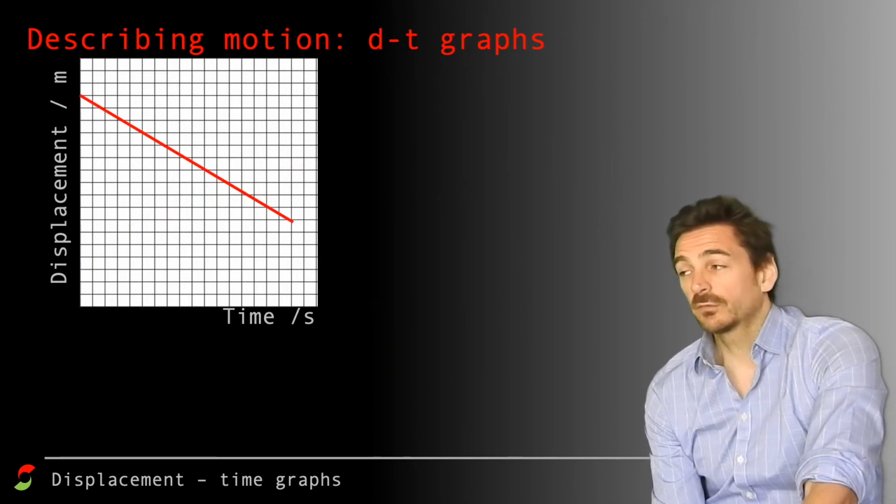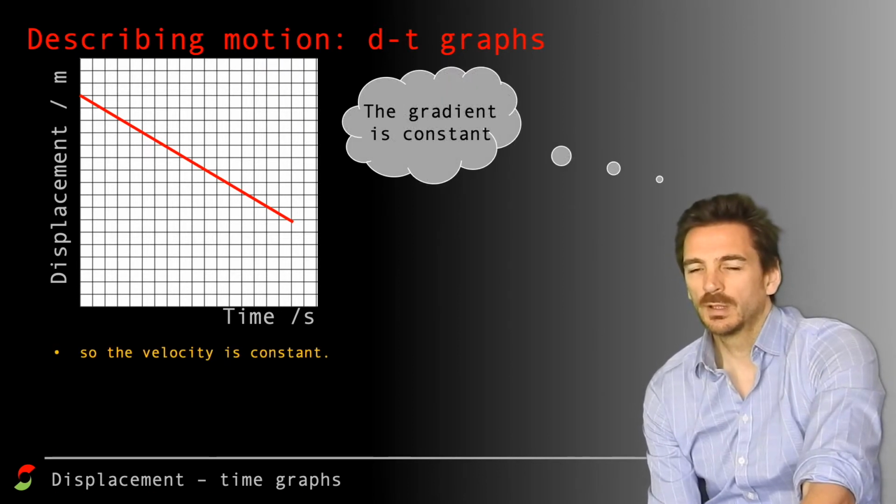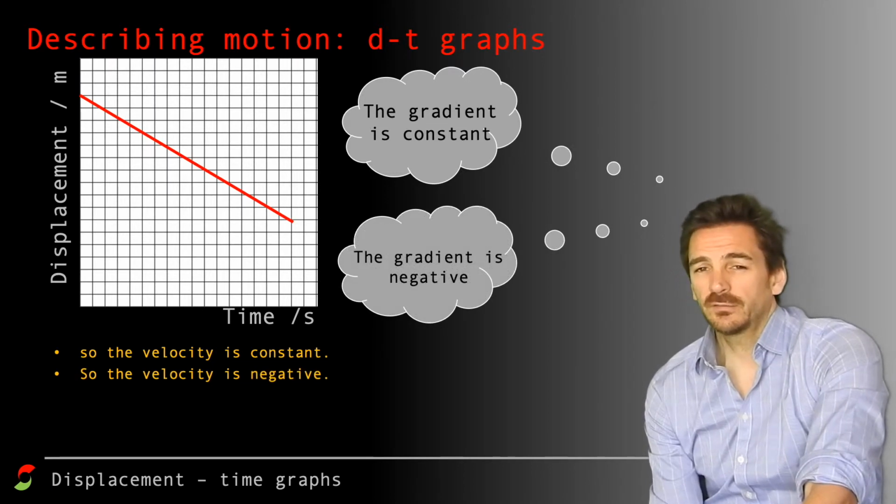Another shape is slightly different again. Same process. Look at the gradient. The gradient here is constant, so the velocity is constant. The gradient is negative, which means the velocity is negative.